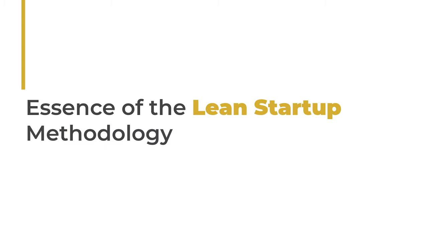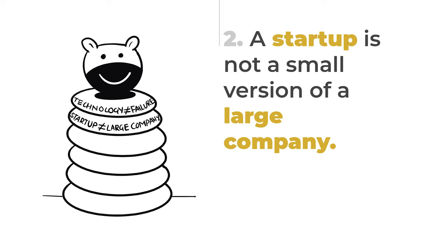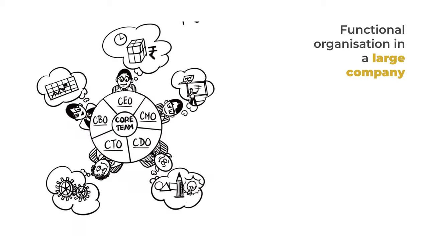The essence of lean startup, therefore, is this. Technology is not the reason for startups failing. In most cases, it is because they built something the market does not need. People think that a startup is a smaller version of a large company, and they end up doing what a large company does. A large company hires people and gets a functional team in place. The organization structure will be like, you have a CEO, a COO, a CFO, a CTO, all the C's, and then you have VPs, and then you have large teams. That is how a corporate or a large company functions.